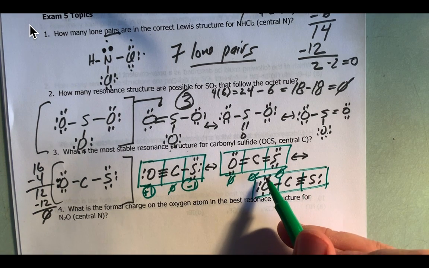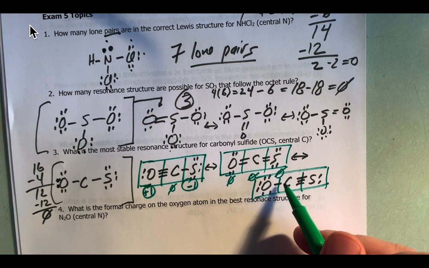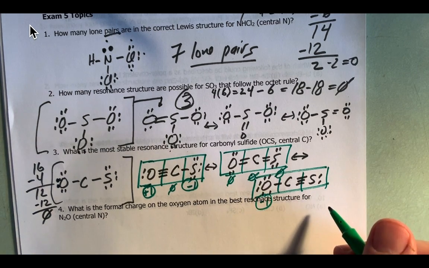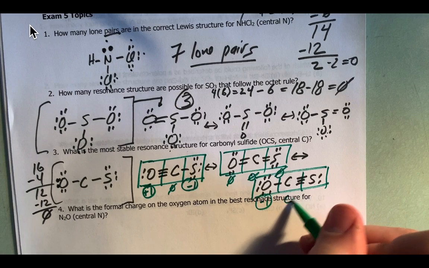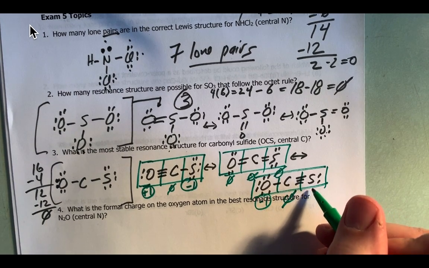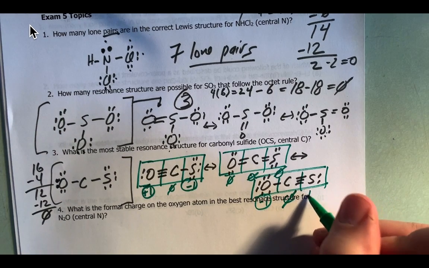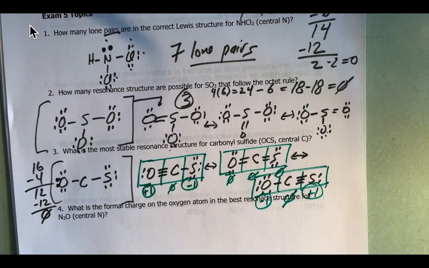And then finally, this oxygen has 1, 2, 3, 4, 5, 6, 7, and a free oxygen atom has 6, so there's a negative charge on the oxygen. The carbon has no charge, and then the sulfur here has 1, 2, 3, 4, 5. In the periodic table it has 6, so there's a shortage by 1. And so we have to decide now what the best Lewis structure, what the most stable one is.